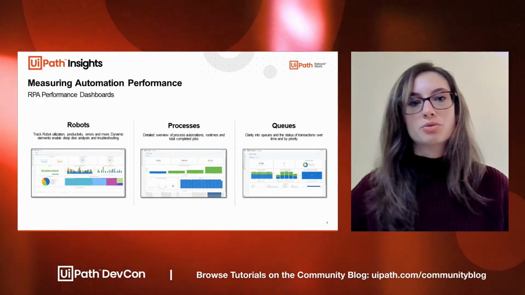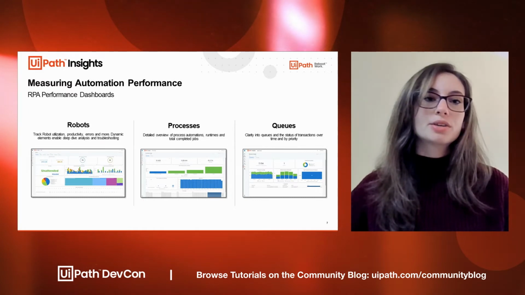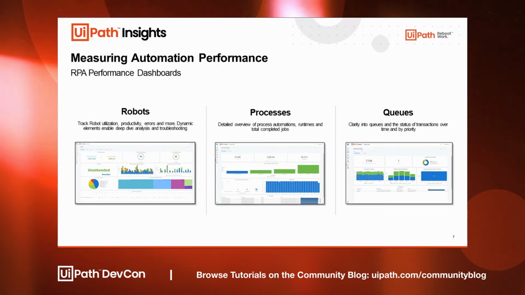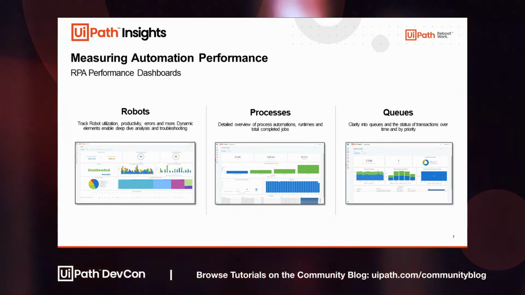All of this is around performance tracking. You want to know how many hours a day you're utilizing your robots. Are you utilizing them effectively or not? Which robots are erroring out the most? And what is that common error that you're seeing? All of these are to allow you to troubleshoot so that you don't have to wait for all of your automations to fail for you to go back and see why.